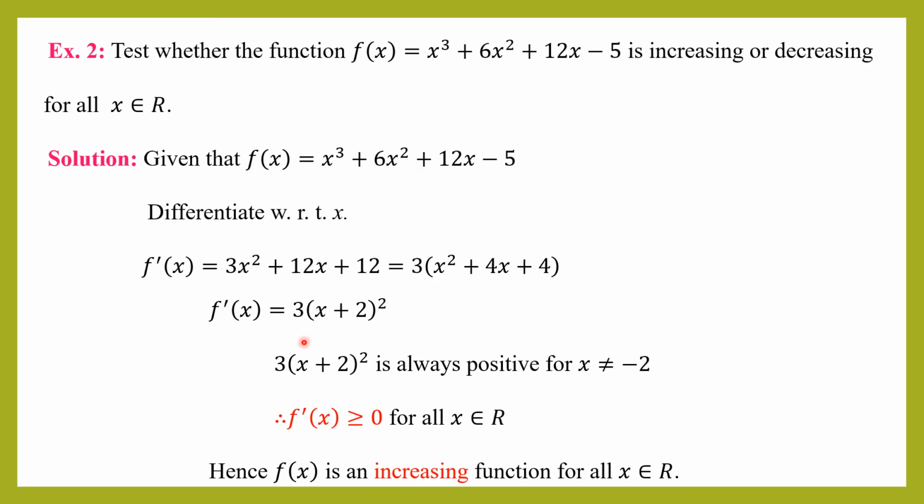3 is a constant term, it is positive. Here is a square, and a square is also positive. Therefore, 3 into x plus 2 whole square is always positive for x not equal to minus 2. Therefore, f dash of x, its derivative, is greater than or equal to 0 for all x belongs to R. Hence, f of x is an increasing function for all x belongs to R.